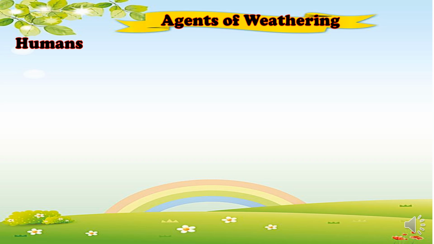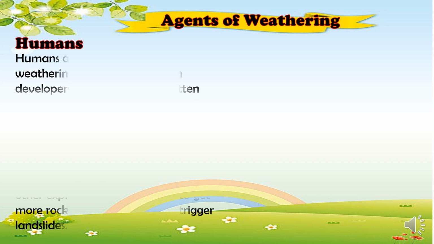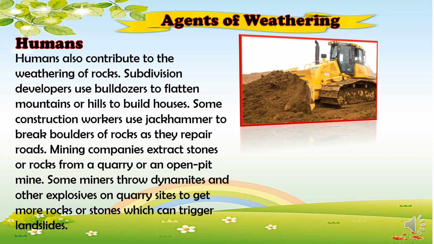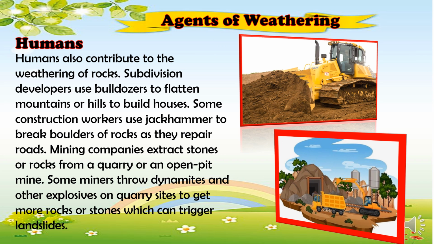Another agent of weathering is humans. Humans also contribute to the weathering of rocks. Subdivision developers use bulldozers to flatten mountains or hills to build houses. Some construction workers use jackhammers to break boulders of rocks as they repair roads. Mining companies extract stones or rocks from a quarry or an open pit mine. Some miners throw dynamites and other explosives on quarry sites to get more rocks or stones, which can trigger landslides.